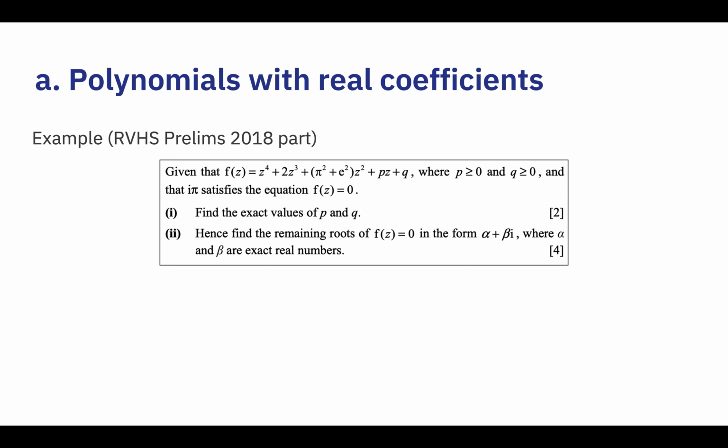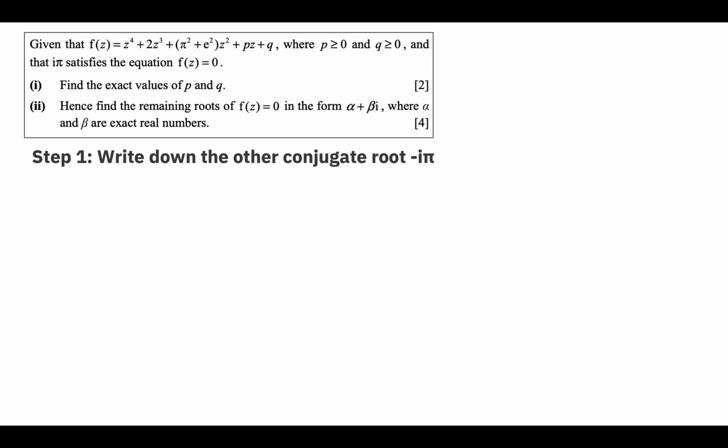Alright, so we're going to look at this question. Given that f of z is equal to z to the 4 plus 2z cubed plus pi squared plus e squared z squared plus pz plus q, where p and q are both non-negative reals, and that i pi satisfies the equation f(z) equals 0. Part 1 asks us to find exact values of p and q. So first, since i pi is a root, using the theorem, we know that the conjugate of i pi, which is minus i pi, is also a root.